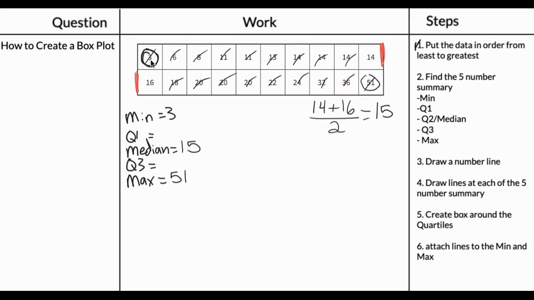Because once we've split our data in half, if we just look at each half and find the median of that half, that gives us our quartiles. In this case, if we're going to try and find quartile 1, we're going to look at this half right here, and we would find the middle number.